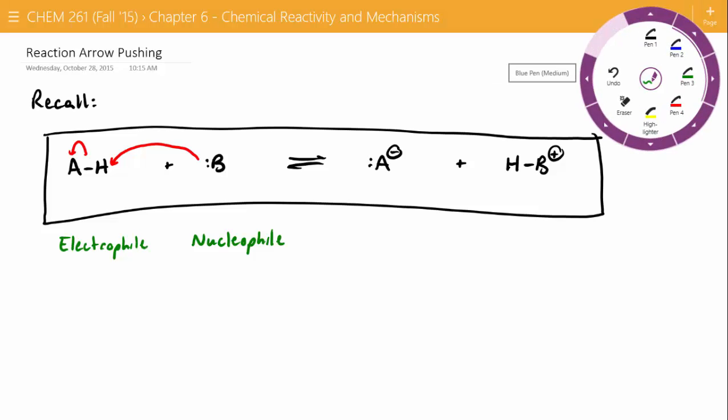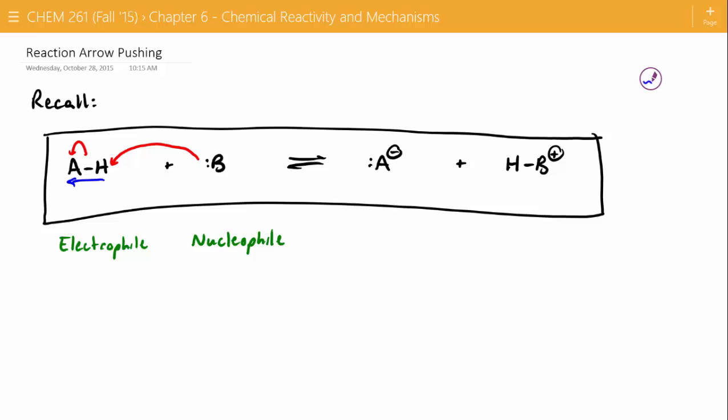Remember, we said that if you're looking at AH, there's normally a net dipole, right? So the H has got a delta positive on it. That means it wants electrons, right? So electrophiles, by definition, want electrons. A nucleophile, on the other hand, wants something that's positive or partial positive. It wants a delta positive or a full positive on it.